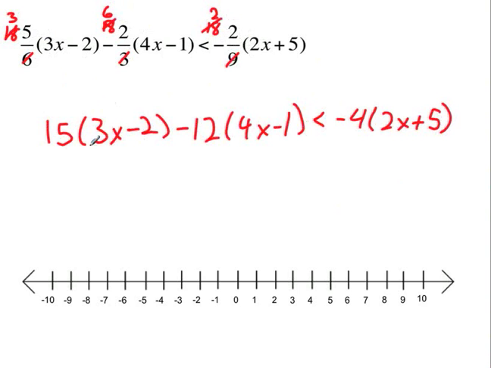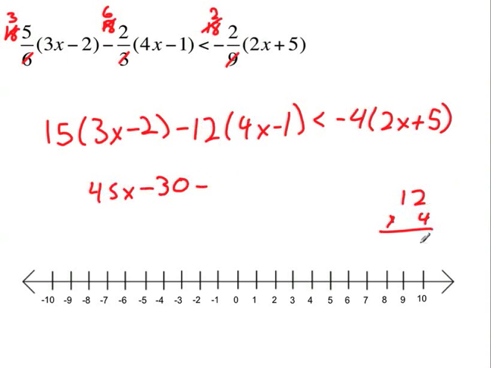Now, we're going to distribute this. So 15 times 3 is 45, minus 30, minus 2 times 4 is going to be, now if you don't remember what 12 times 4, not 2 times 4, 12 times 4, you can always do it longhand.